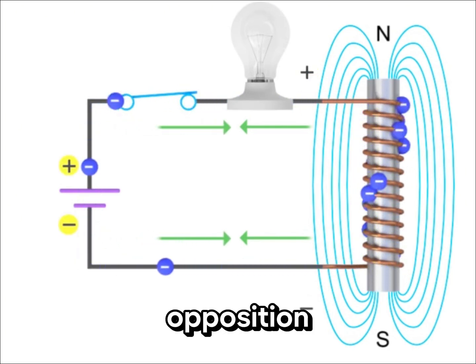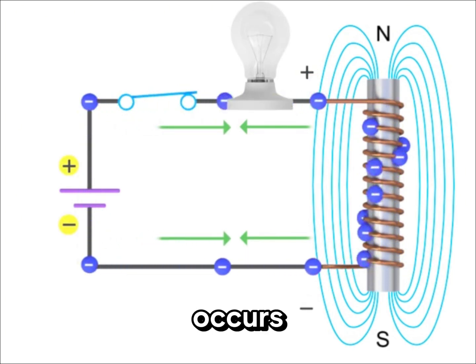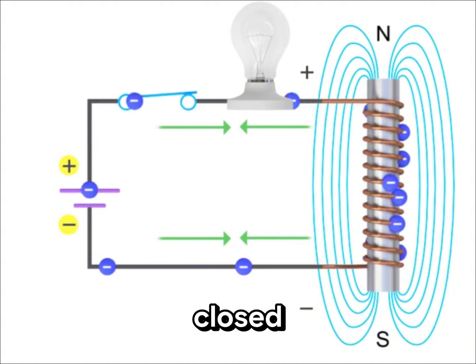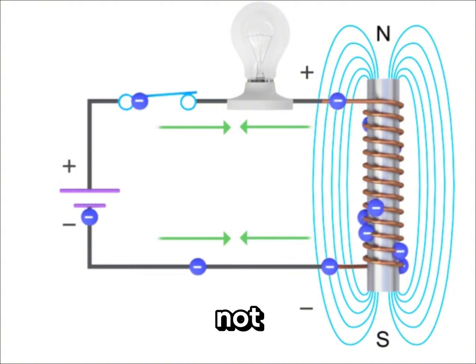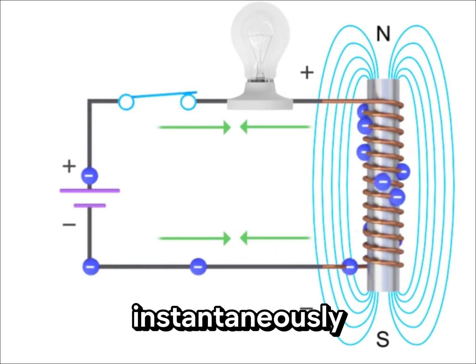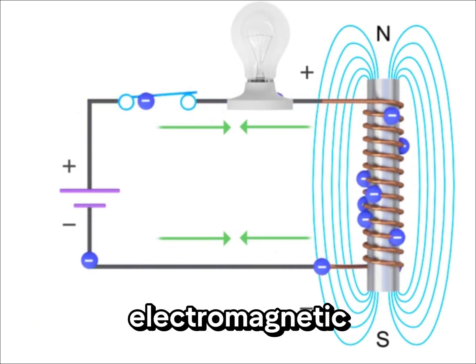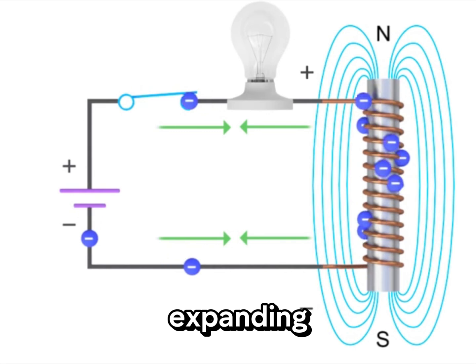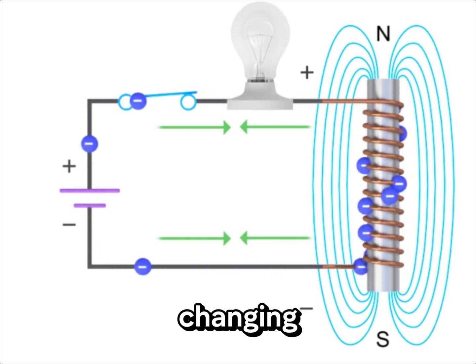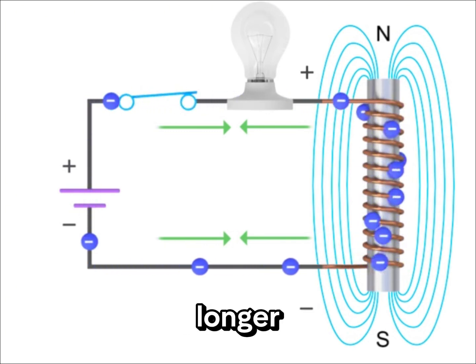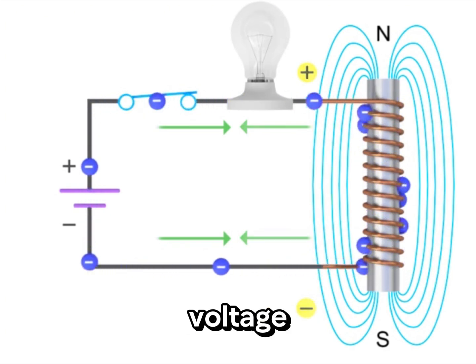The maximum opposition to current flow occurs at the instant the switch is closed. Therefore, the bulb will not turn on instantaneously. However, once the electromagnetic field stops expanding based on the level of changing current, the flux will no longer generate an opposing voltage in the circuit.